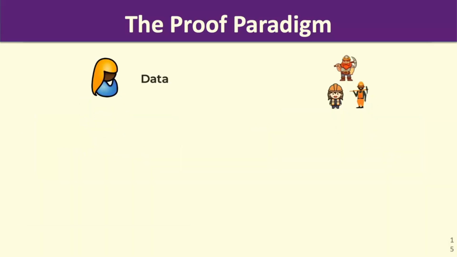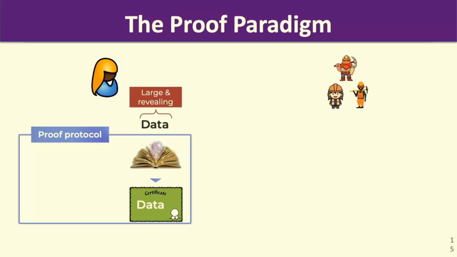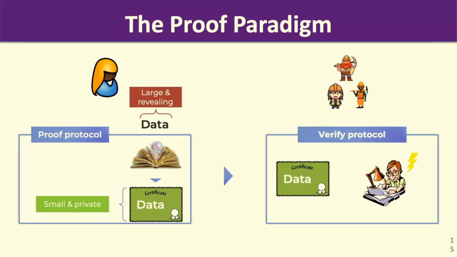And the idea of a proof paradigm is that instead of broadcasting the data directly, we pass it through this magical proof protocol, which produces essentially a certificate that asserts that the data or the block is correct. And this certificate can be short and very efficient to check, even if the data is large, right? This is the key property here. Then I can just broadcast the certificate, and everybody just has to check that the certificate is correct.